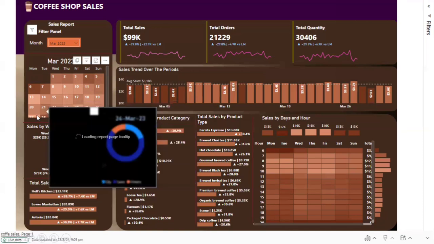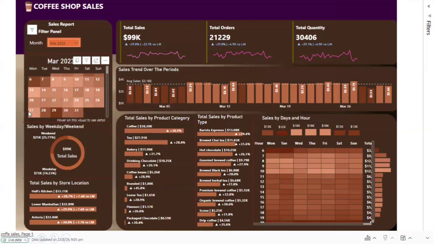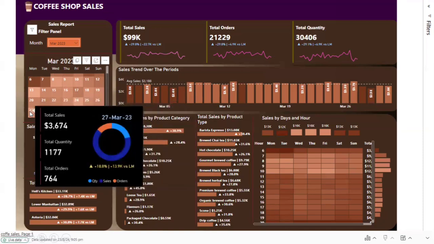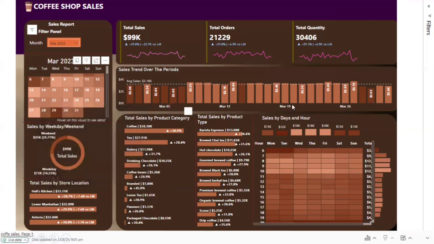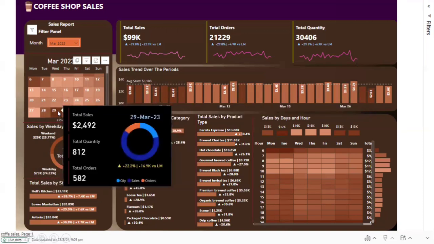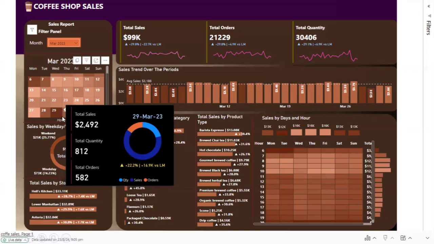If you go to 27, we can check here. It got a total of $3,657 in sales. And the lowest we got was on the 29th. On the 29th, we got nearly 2,400, a decrease of $1,000 in sales.